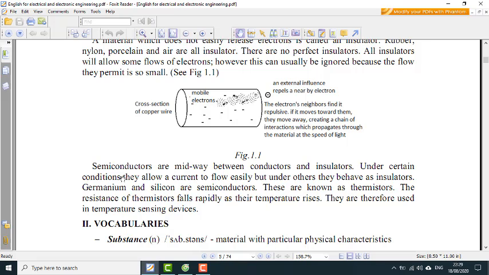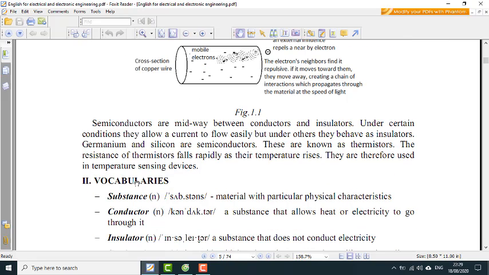Semiconductors are midway between conductors and insulators. Under certain conditions, they allow a current to flow easily, but under others, they behave as insulators. Germanium and silicon are semiconductors. These are known as thermistors. The resistance of thermistors falls rapidly as their temperature rises. They are therefore used in temperature sensing devices.